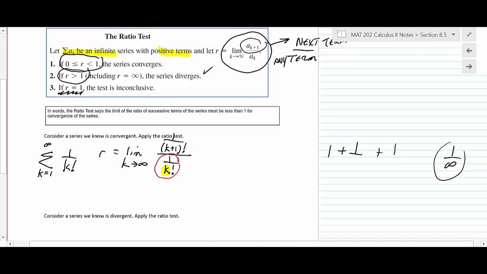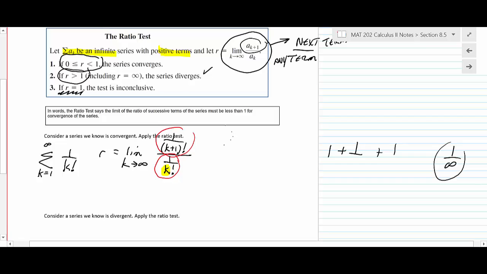What's the only difference on the top? k became k plus 1. So get that in your mind. Nothing to it. That's what the ratio test is: looking at one member of the series and relating it to the next one. Now, the rest of this problem is some algebra.